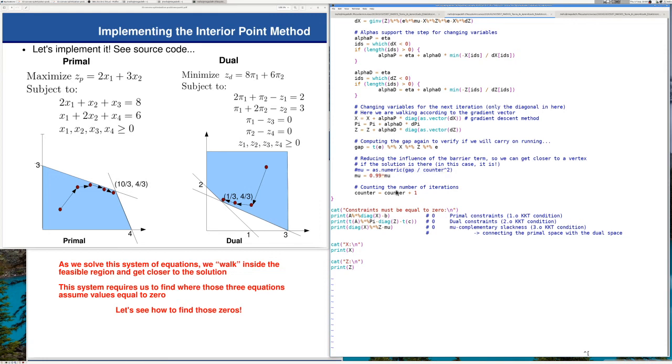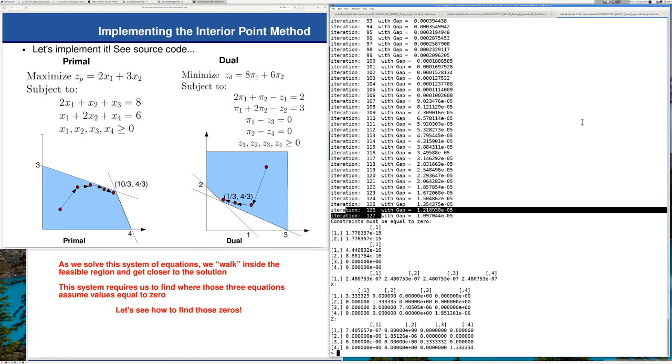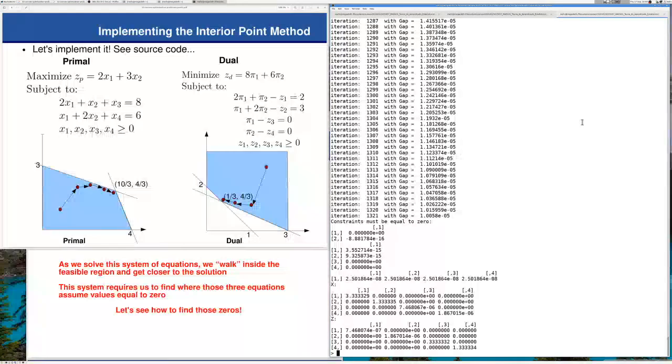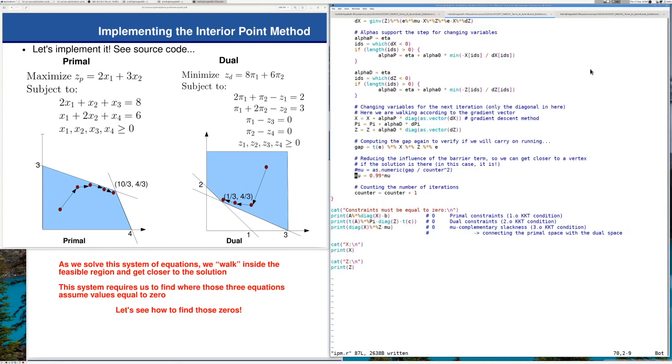But I could just reduce mu by 1% at every iteration, but I will need more steps, more iterations to find the solution. Okay, that's also possible, no problem. We can use it if you prefer. I'm going to leave it like this so you can test it.